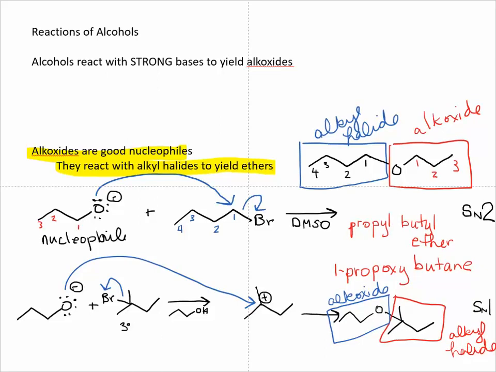All right, so now we have to name it. So again, we're going to name the shorter chain as a substituent off of the longer chain. This is 1, 2, 3, 4. So this is going to be 2-methyl-2-propoxybutane. So alcohols react with strong bases to give you alkoxides, and alkoxides are good nucleophiles. They react with alkyl halides to yield ethers.